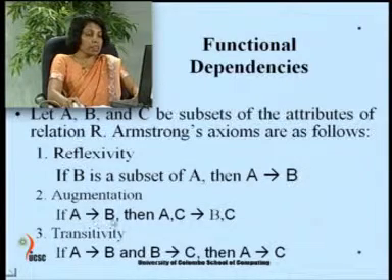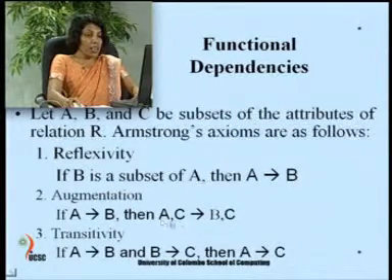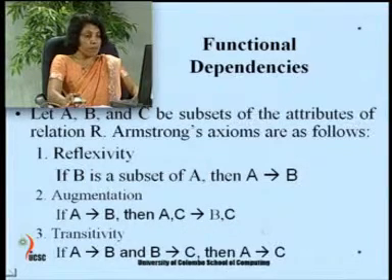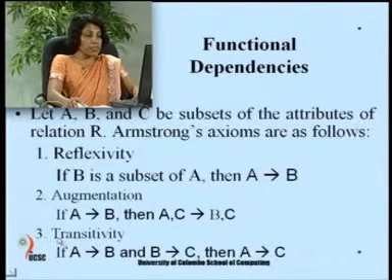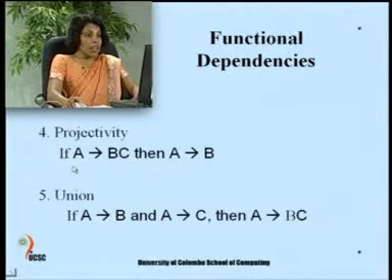It says if A is the determinant of B, then we can add the same attributes to both sides, and we can deduce that A and C are the determinants of B and C. Then there exists this transitivity property, that is if A is the determinant of B and B is the determinant of C, then we can infer that A is the determinant of C. And then there is another property called projectivity, that is if A is the determinant of both B and C, then we can infer that A is the determinant of B.